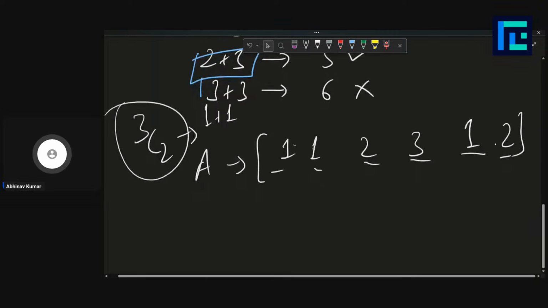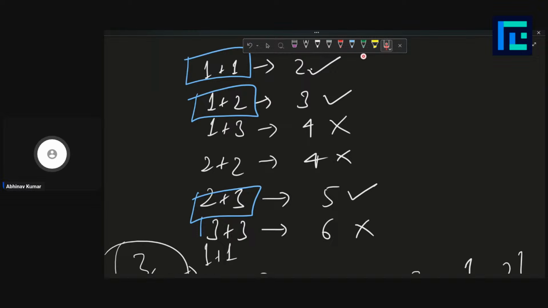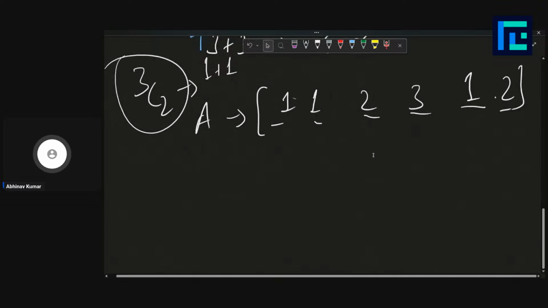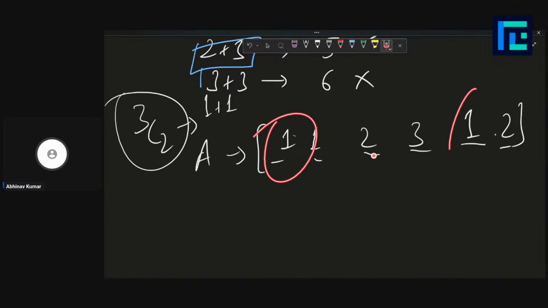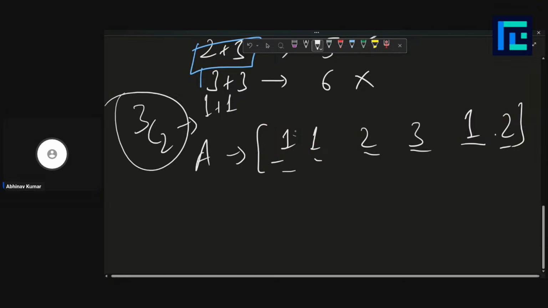Okay. How many ways can we have 1 plus 2? Whatever is the frequency of 1, pick any one of them. Whatever is the frequency of 2, pick any one of them. So there are 3 ways to pick a 1 and 2 ways to pick a 2.